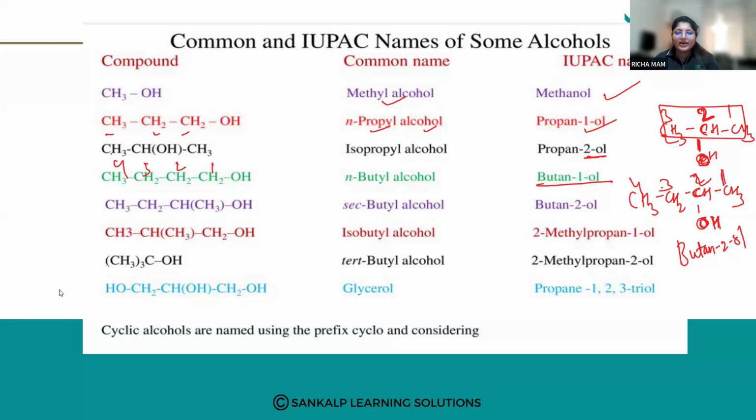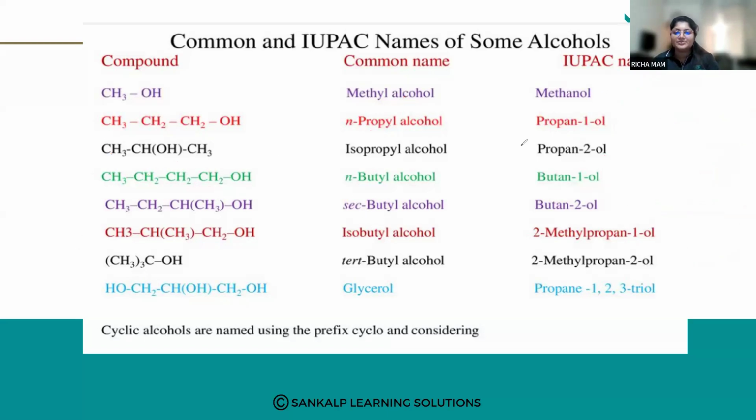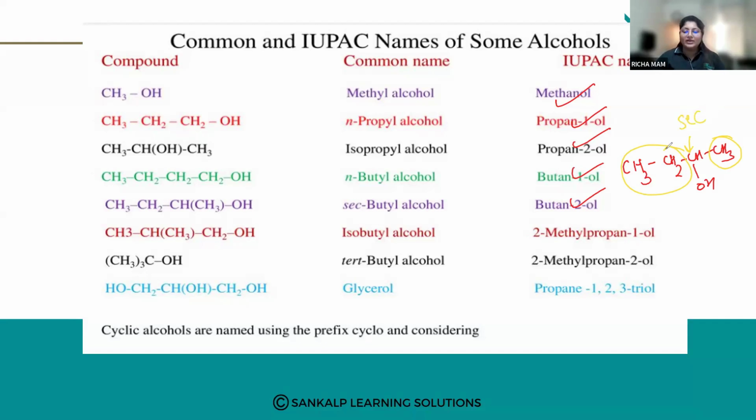Whenever you have a secondary carbon atom, now here you see, we have 1, 2, 3, 4, 5. What is the common name here? CH3CH2CH(OH)CH3. The OH is attached to an sp3 hybridized carbon which is next to two alkyl groups, so this is secondary butyl alcohol. Yes, secondary butyl alcohol.